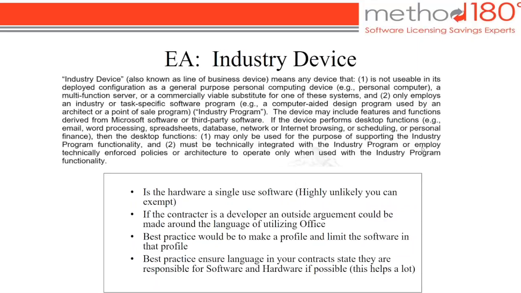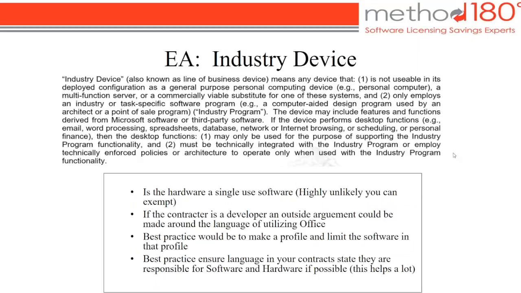Or it must be technically integrated with the industry program or employ some other policies to ensure that it's only doing that functionality. So it's saying it could be there, but if you put some technology in place to make sure they can't use Office, even though it's there, then you could exempt it. Like I said, it's highly unlikely that contractors, based on what most people are using contractors for, are going to be able to be exempt from being licensable. But there are some scenarios where potentially contractors could be excluded under industry device.